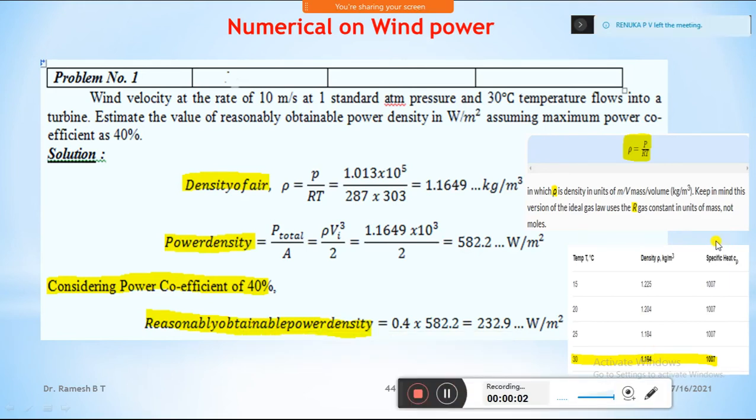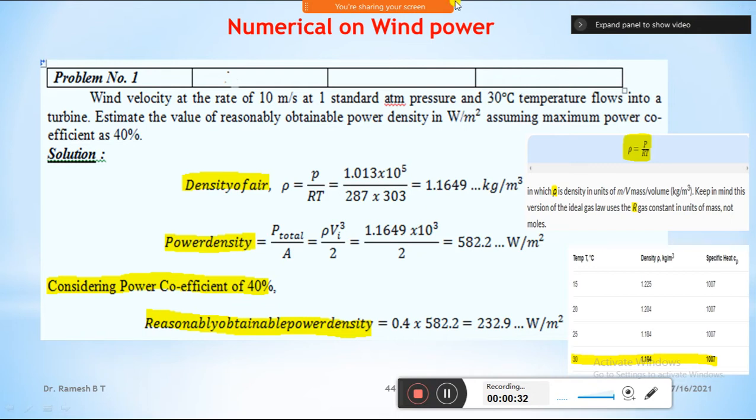Yes, very good afternoon. So in our last class, we discussed some of the equations like power, maximum power, power generated by wind energy, and also we discussed torque and force. Based on those equations, we are going to solve some numericals. Okay, so let's take the first problem.